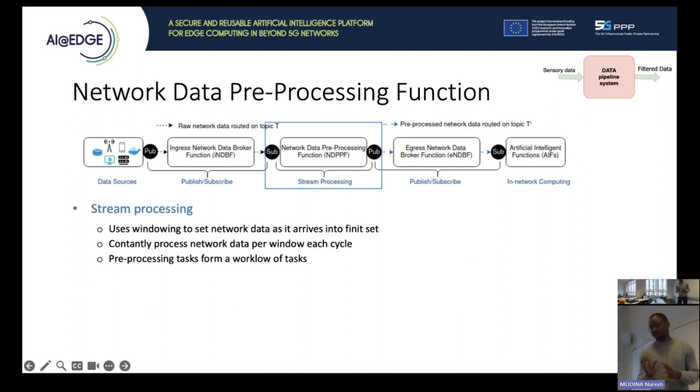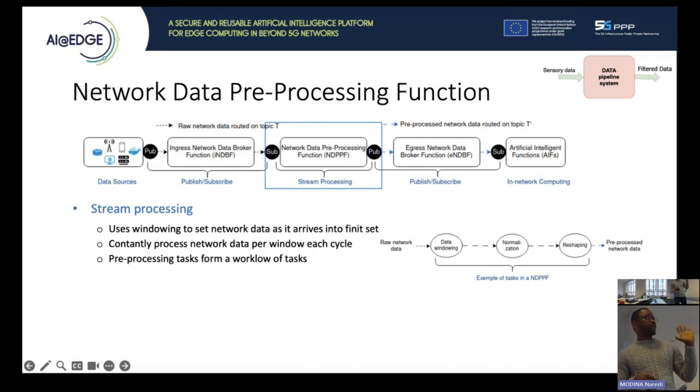Once the network data preprocessing function gets the data, we use windowing in order to split the network data into finite sets, and from each window we constantly process the network data in each cycle. The processing tasks form a workflow of tasks. For example, we have a task for windowing the data into a specific number of batches, the normalization of this data, and the reshaping of the data in order to fit the expected format of the artificial intelligence function.